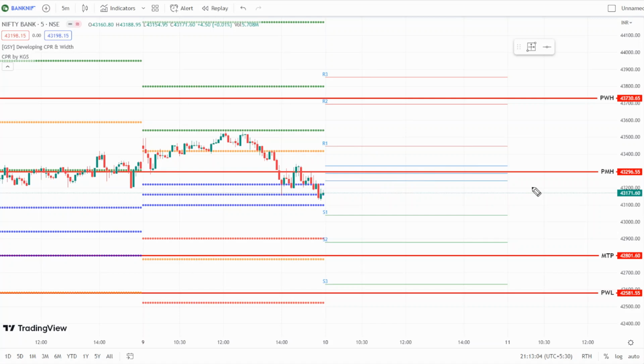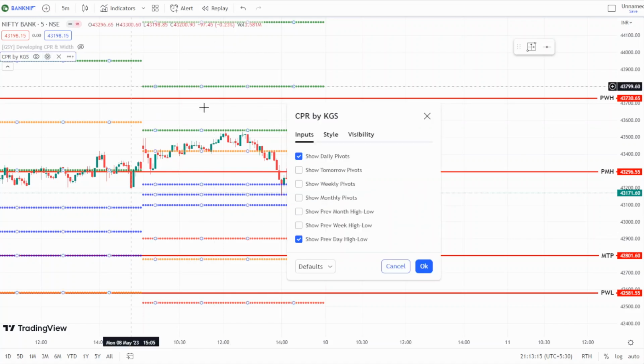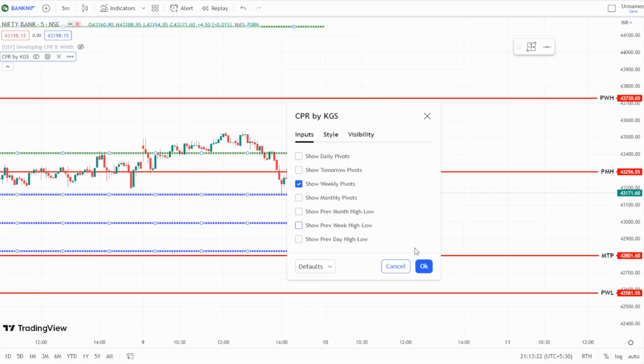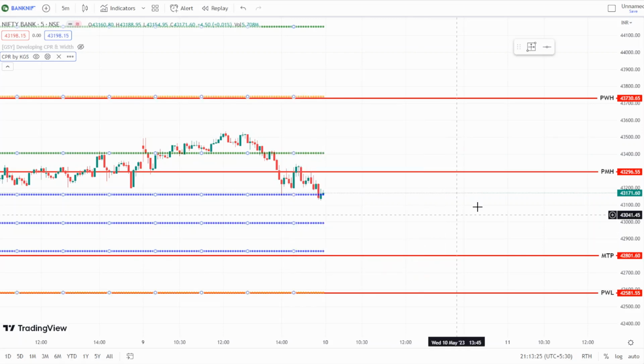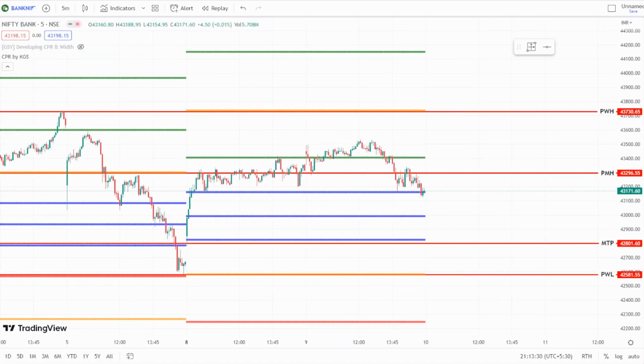Now let's check out what are the monthly pivots and weekly pivots telling us in Bank Nifty. So let's check out that first here. In monthly pivot and weekly pivots, I will change it. I'll remove the daily pivots here and let's put weekly pivot first and weekly high and low. So as you can see here in Bank Nifty, what it has done today.